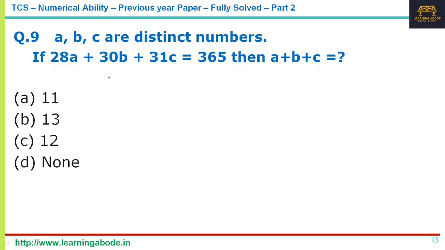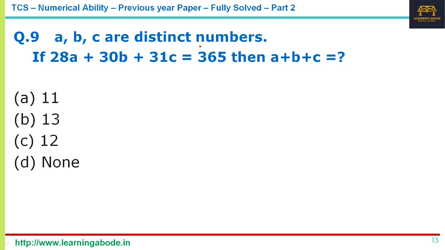Now question number 9. A, B, C are distinct integers. 28A plus 30B plus 31C equal to 365. Then what's the value of A plus B plus C? Since it is three variables and one single equation, we have to go by trial and error. If you're not very comfortable with solving such questions, you can solve the other questions in the exam and then come back to such questions.